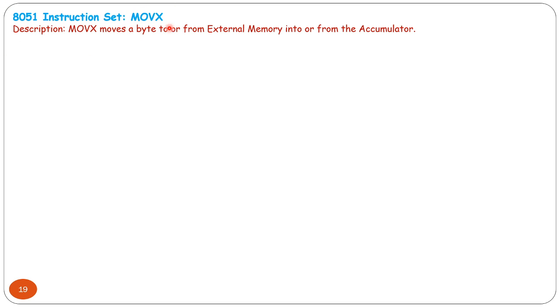X. This is the mnemonics used for this instruction. Description of this instruction: MOVX, move the byte to or from external memory into or from the accumulator. So this X indicates what? External memory. That byte will be moved to or from the accumulator register using this instruction.